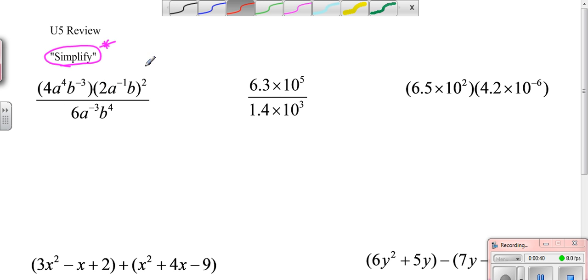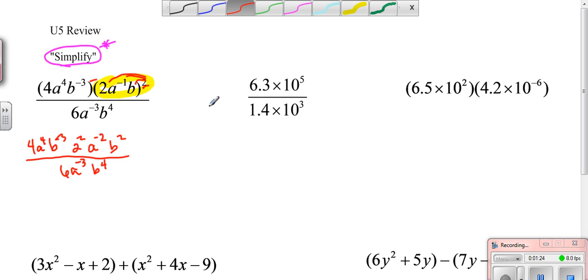So when we're faced with a big problem like this one, first thing I check for is are there any exponents outside of those parentheses? If there are, I have to take care of this piece first. And remember that exponent rule, power to a power, I have to distribute all of that. So I'm going to have 4a to the 4th b to the minus 3, 2 squared a to the minus 2, power to a power, b squared, all over 6a to the minus 3, b to the 4th.